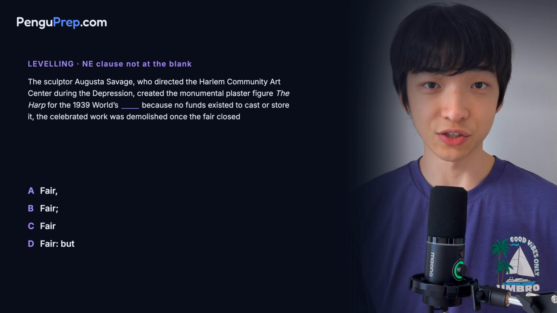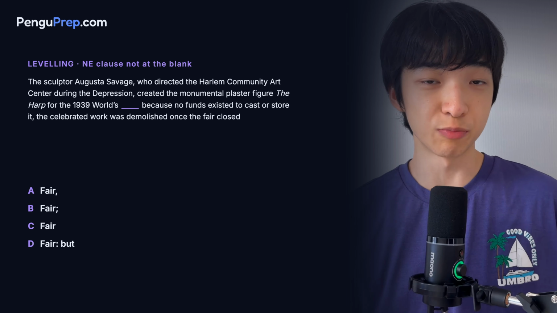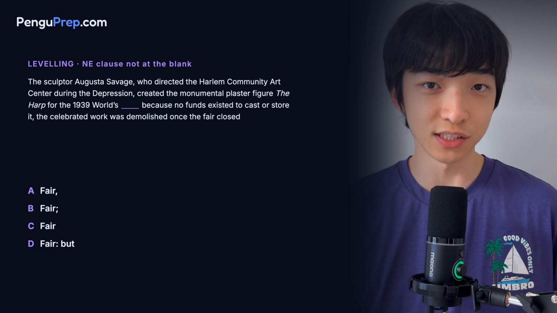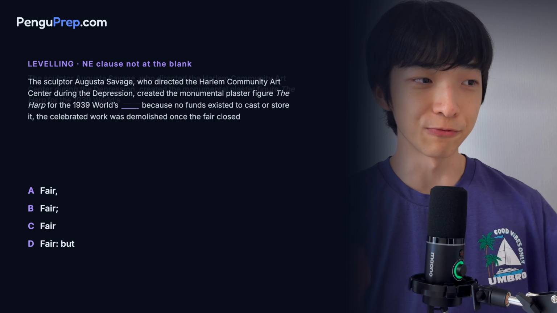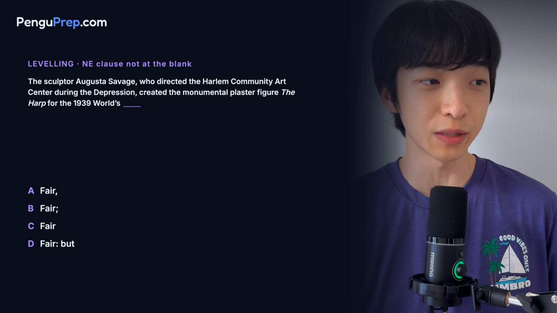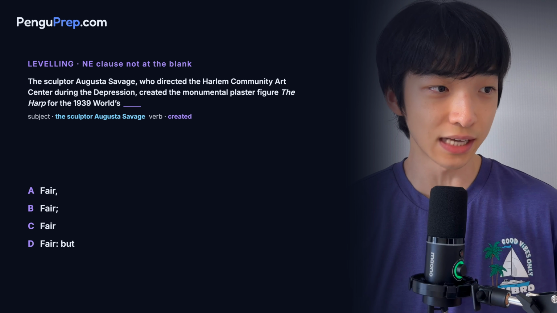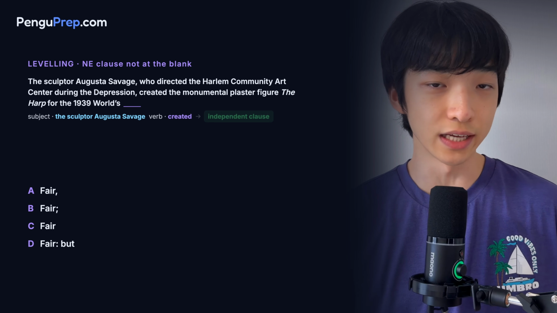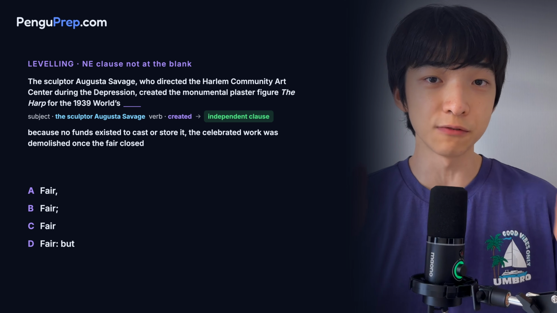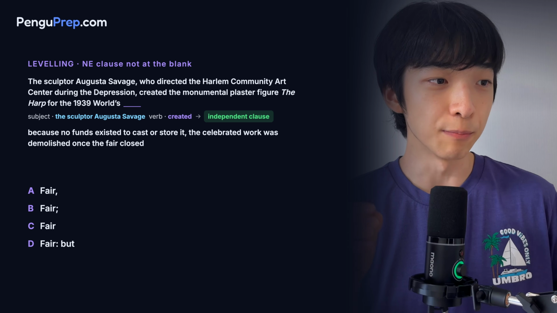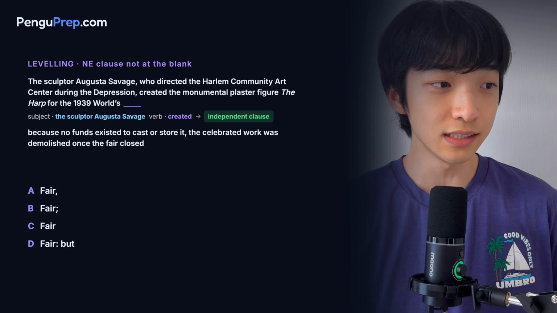There is a non-essential clause in this problem, from "who" to "depression," but there's no non-essential clause that's next to the blank, so this problem is a leveling problem. Now the first piece is an independent clause because the subject is the sculptor Augusta Savage and the verb is "created." The second piece is also an independent clause because it is composed of two small pieces, from "because" to "it" and from "the" to "closed."